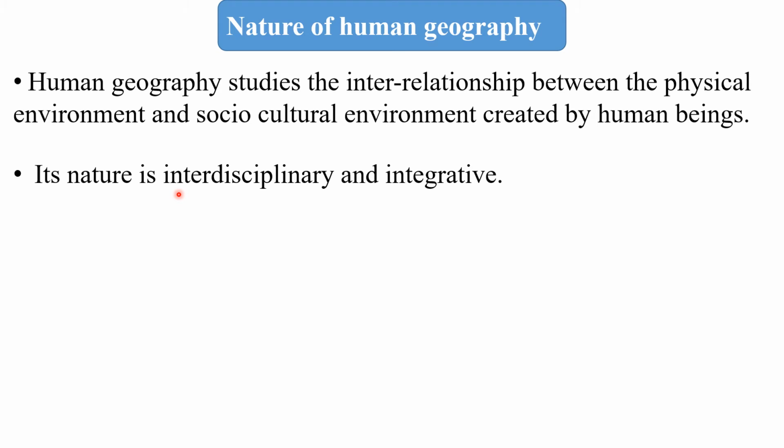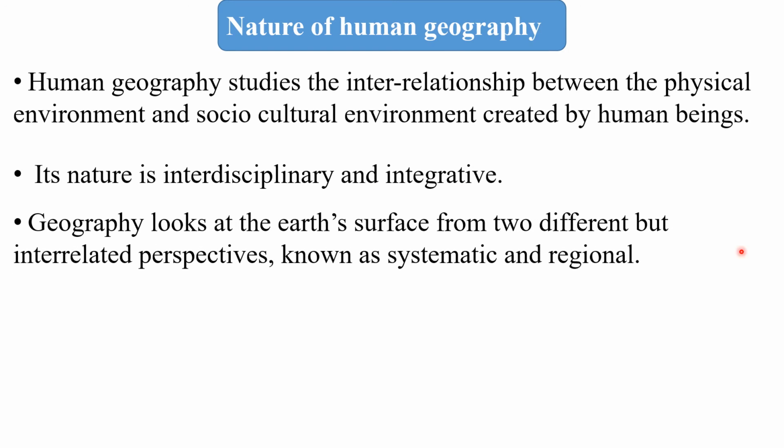There are many subjects like industrial geography, political geography, and settlement geography. There are many things which are part of our human geography. If we study the Indo-China border conflicts, at that time we study political science, and political geography is a prime branch of human geography. So human geography's nature is interdisciplinary and integrative.